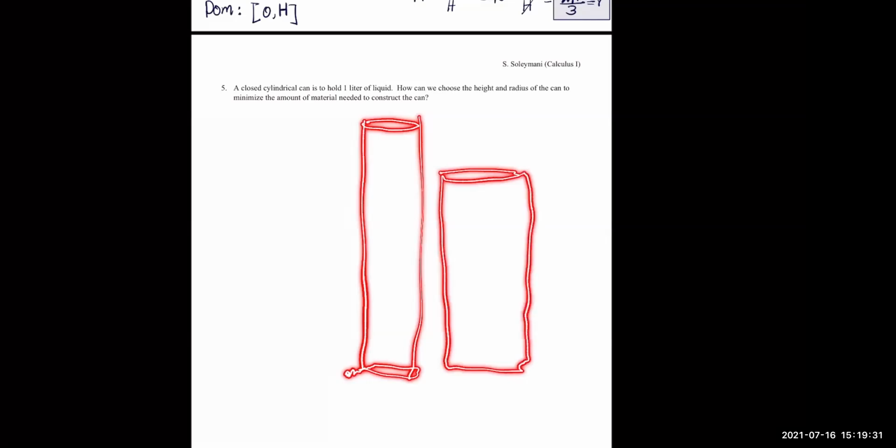You can make your can look ridiculous like that. Okay, this can hold 1 liter of liquid. If you make the height long enough, given a certain small radius, you can fit 1 liter, or you can cut down the height a little bit, make the radius bigger, and you'll also hit 1 liter. Or you could try to be reasonable.